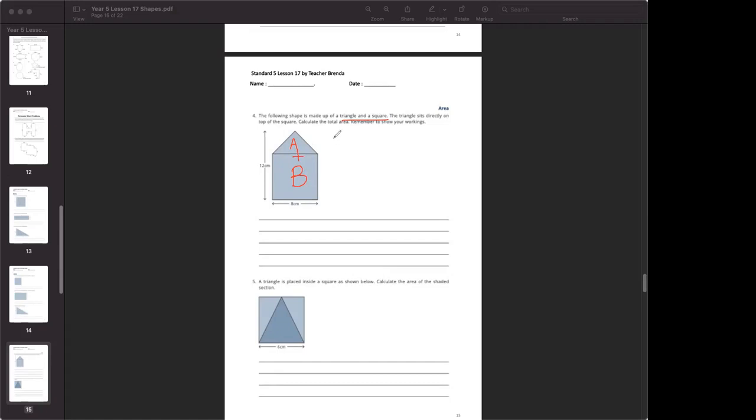Okay, now look at this. Look at this question. This is a square. So over here will be 8. But the total here is 12.